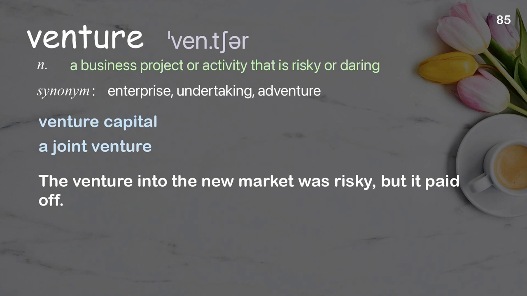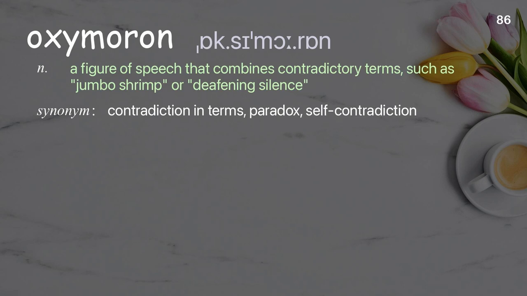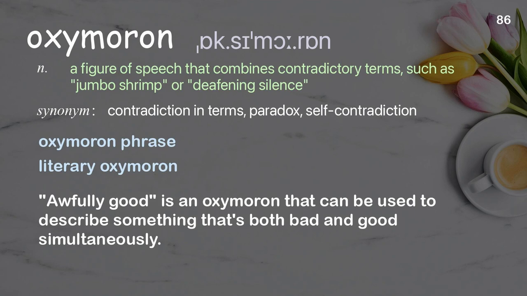Oxymoron: a figure of speech that combines contradictory terms, such as jumbo shrimp or deafening silence. Examples: oxymoron phrase, literary oxymoron. Awfully good is an oxymoron that can be used to describe something that's both bad and good simultaneously.